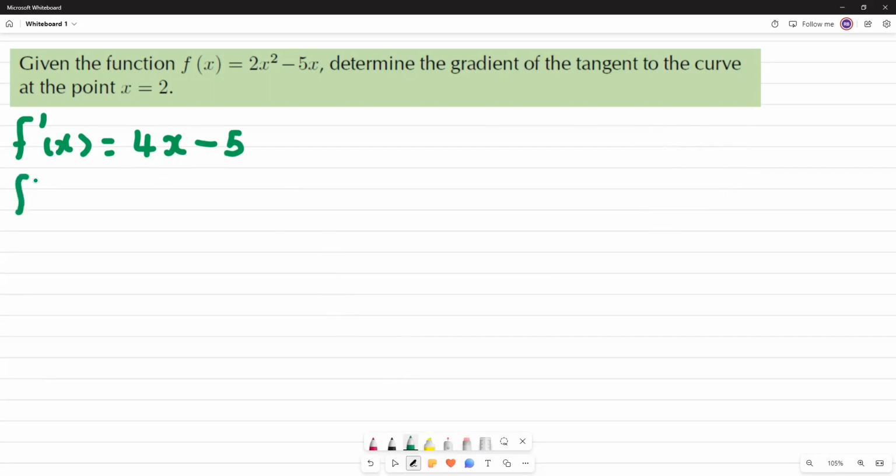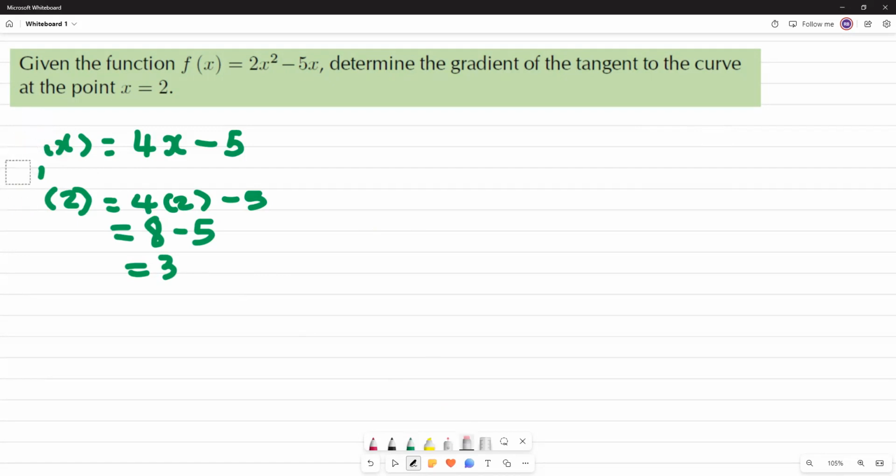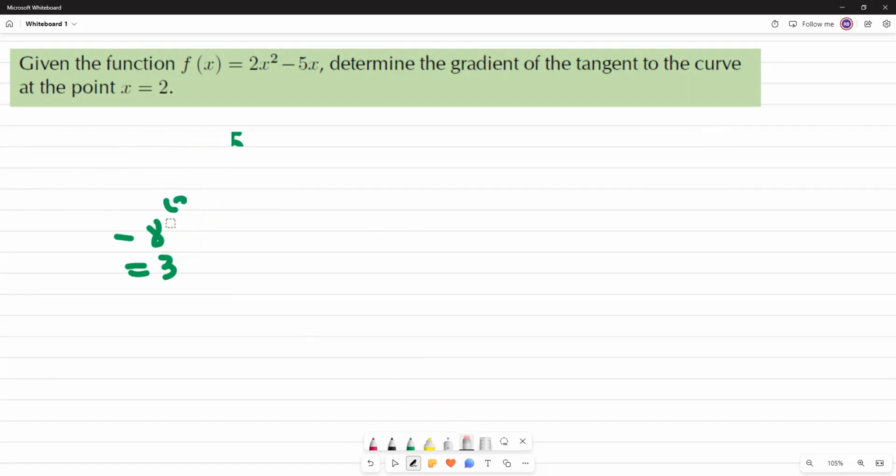We're looking for the gradient when x is what? 2. So we're going to put 2 there. And then we have 4 times 2, minus 5. So you're going to have 8 minus 5, which is 3. Which means when we do first principles, our answer must be 3. If we don't get 3, it means we made a mistake somewhere, right? Sharp. So now let's get straight to the first principle. Let me just erase quickly.